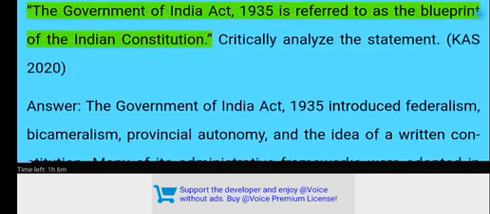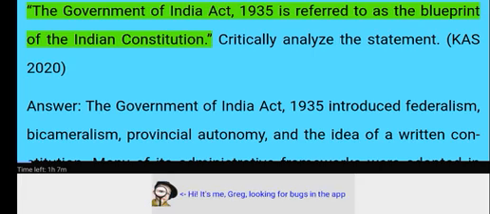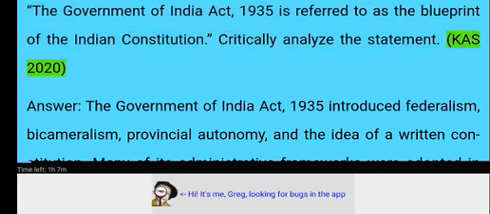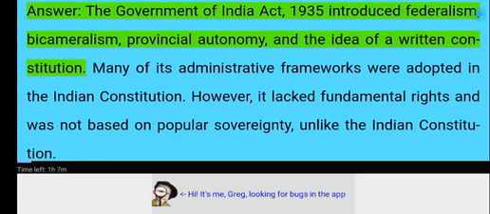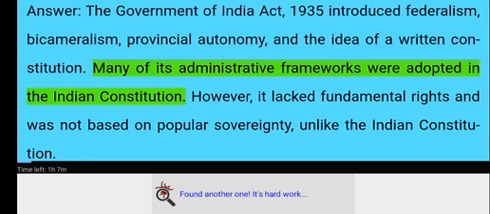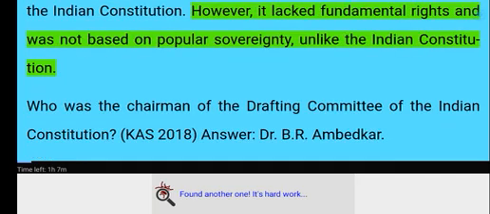Previous year questions. The Government of India Act, 1935 is referred to as the blueprint of the Indian Constitution. Critically analyze the statement. CAS 2020. Answer. The Government of India Act, 1935 introduced federalism, bicameralism, provincial autonomy, and the idea of a written constitution. Many of its administrative frameworks were adopted in the Indian Constitution. However, it lacked fundamental rights and was not based on popular sovereignty, unlike the Indian Constitution.